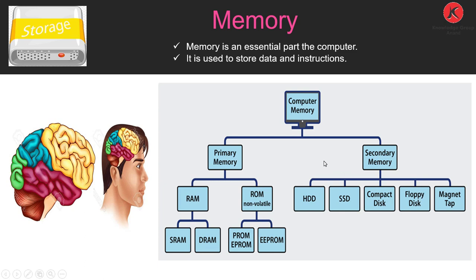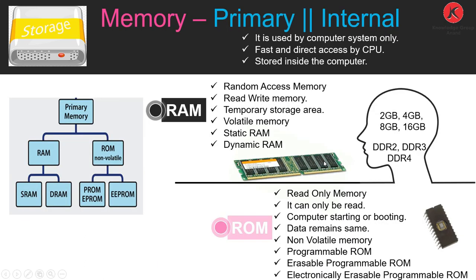Okay, so let's begin with the first point: primary or internal memory. This memory is known as internal memory because it is fixed inside the CPU or the particular device, so it is called internal memory. Again, it is only accessible by the computer, so it is called primary memory. It is fast and directly accessed by the CPU. And it's stored inside the CPU, so it is called primary memory.